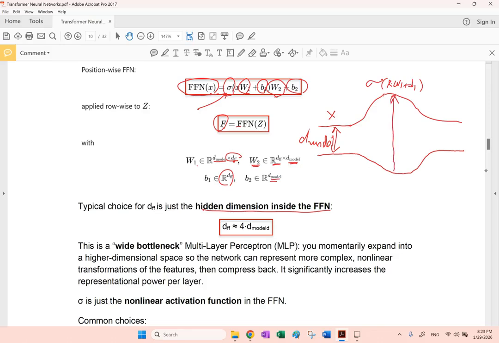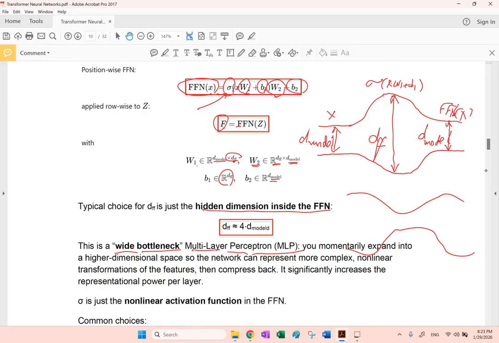The dimension is DFF, which is like 4 times bigger. And finally here, the output of the FFN of X, you are going to go back to D model again. This is what we call a wide bottleneck, because a bottleneck is like this: you go from big to small to big. This is the opposite. In the middle, instead of being narrow, it's wide. So we call it a wide bottleneck multi-layer perceptron, or MLP.